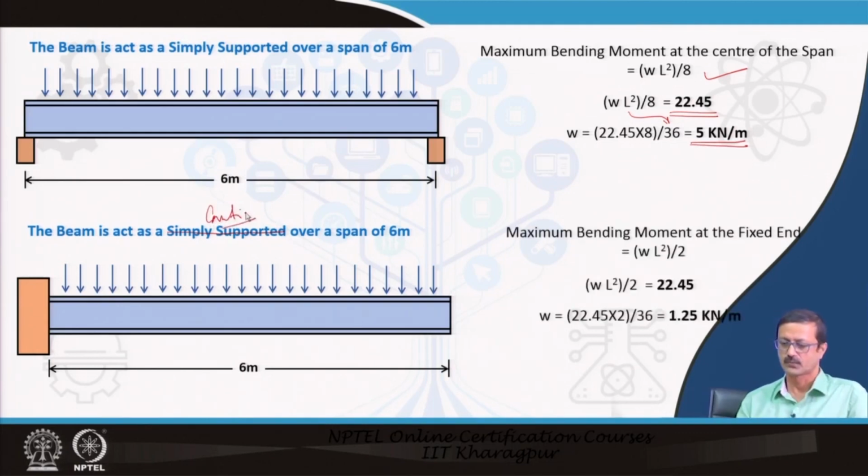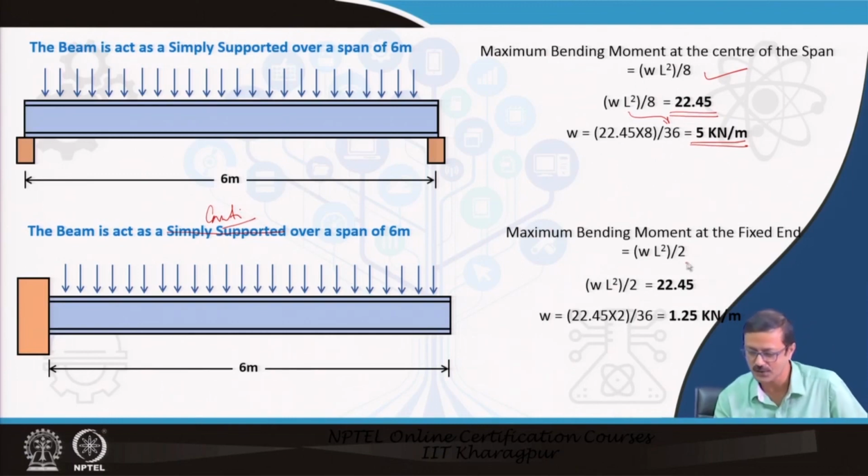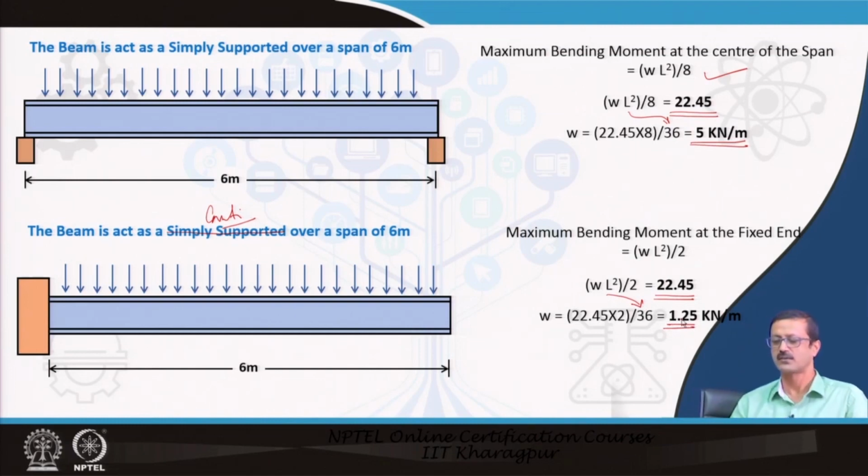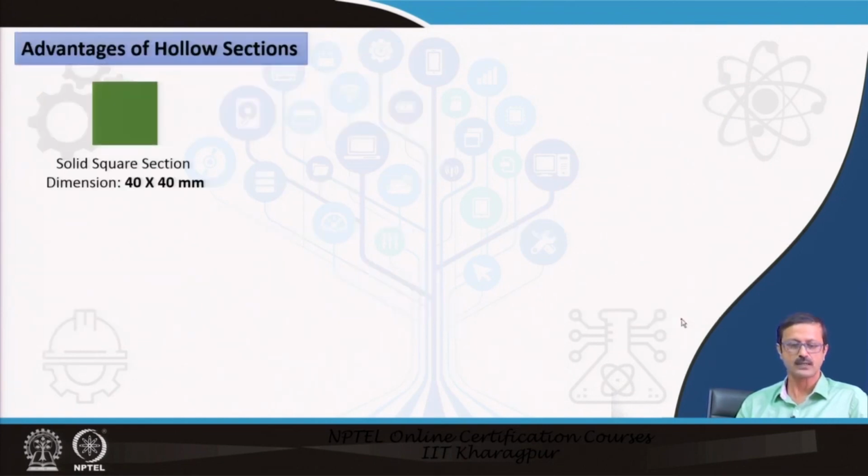So the bending moment will be WL square by 2, and this will be your 22.4, and then this is going to be your 36, L is, so this is only 1.25 kilonewton per meter loading it can resist. So, what is the advantage of the hollow sections, let us see.